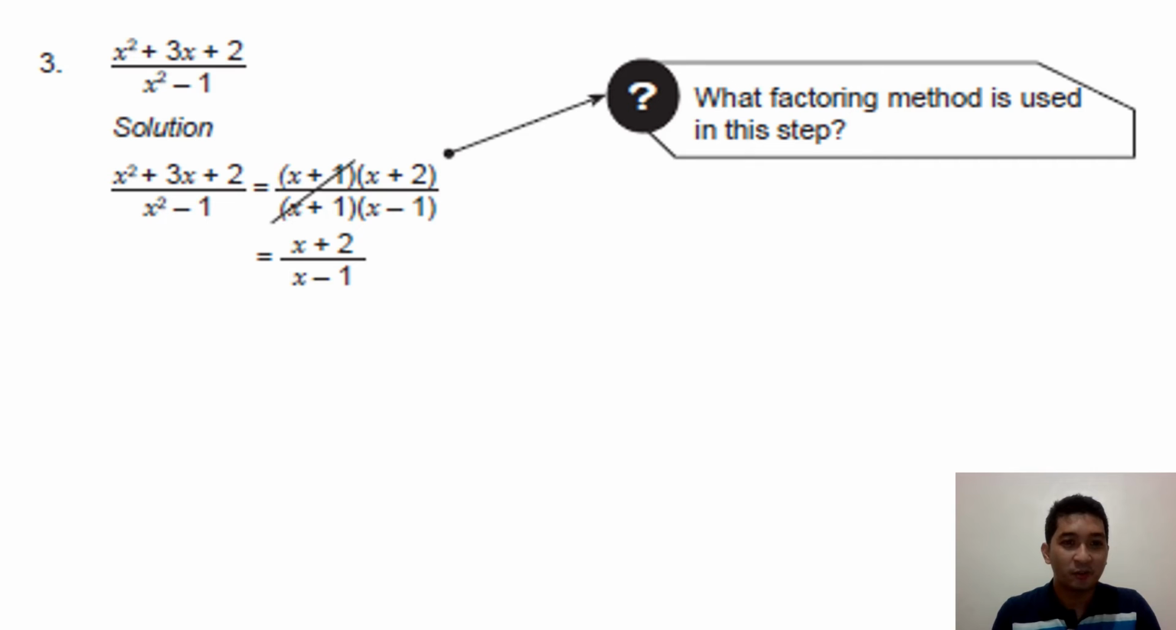Okay, so let's go with number 3: x squared plus 3x plus 2, all over x squared minus 1. This one is kind of easy because these are just basic factoring methods. So again, first step, analyze. Polynomial, polynomial. Next step, factor. Let's factor the numerator. We have x squared plus 3x plus 2.